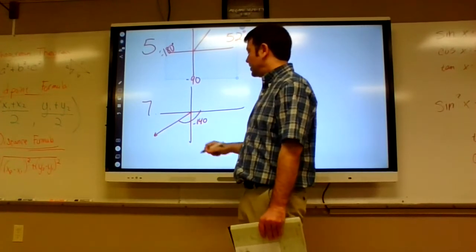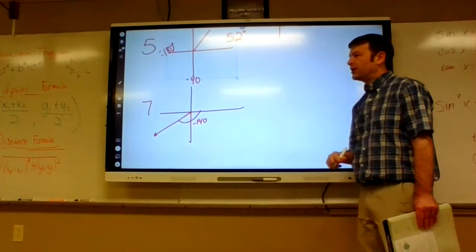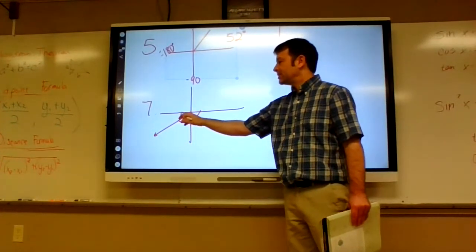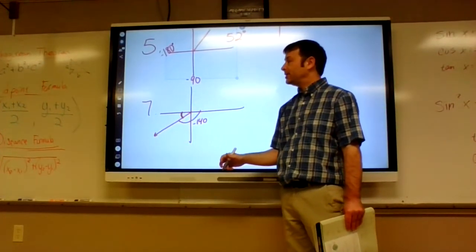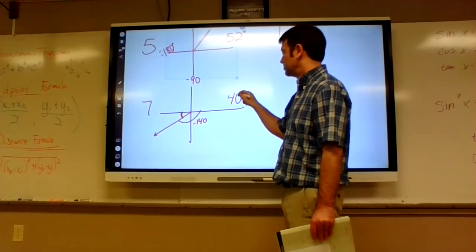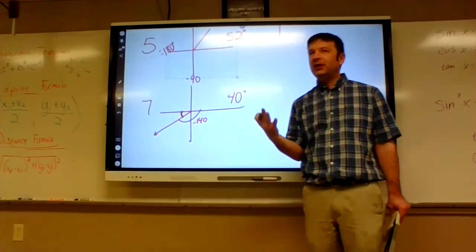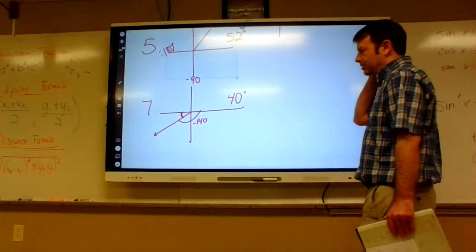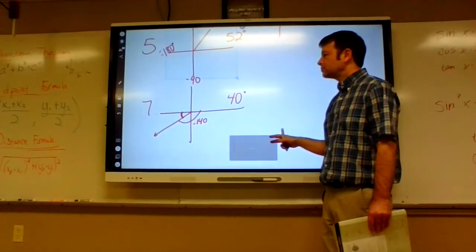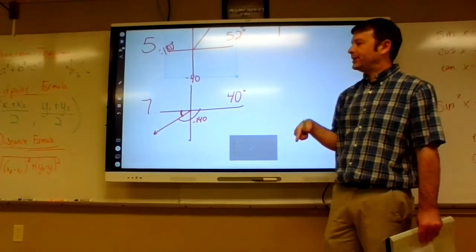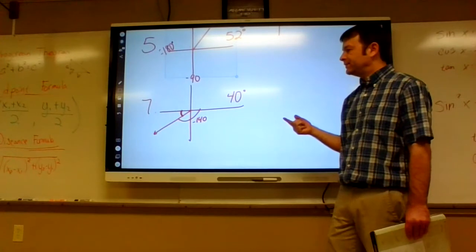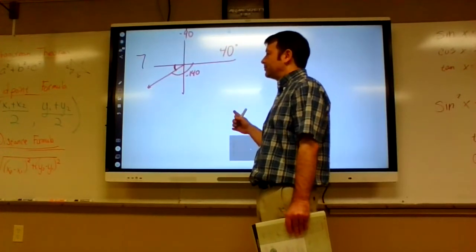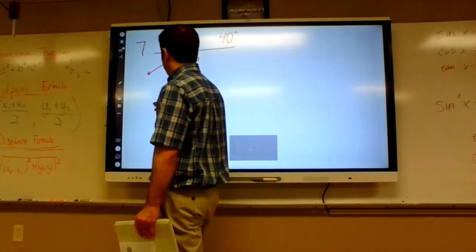Negative 140. Okay, what is its reference angle? Basically, it's how big is this angle from there to there? How far is it from 180? 40 degrees. Or how far is it from negative 180, in this case. 180 minus 140 is 40 degrees. That's the reference angle. So if you plug in cosine of negative 140 and cosine of 40, you should get the same thing, except cosine is negative in the third quadrant.